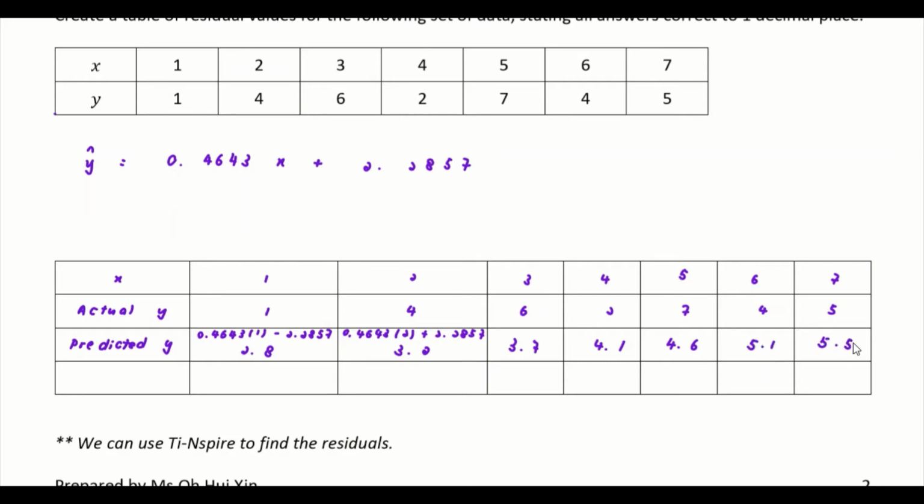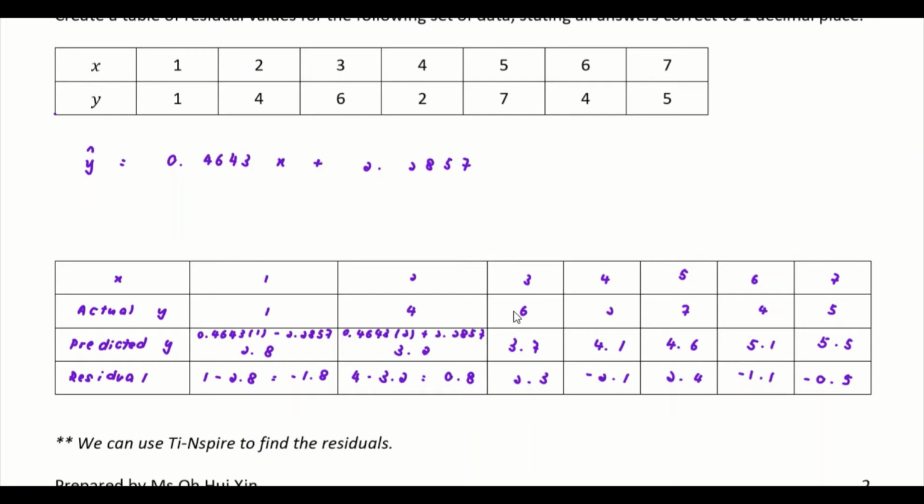Okay, so the last row is for your residual. So remember, for us to get the residual, we use the actual y minus the predicted y. So which means 1 minus 2.8, and that will give us negative 1.8. Okay, so the same thing, we have 4 minus 3.2, and that gives us 0.8. Then when we continue, we can get 2.3, negative 2.1, 2.4, negative 1.1, and also negative 0.5. So make sure you are not just copying the value here, but really understand how you get all these values from your calculator.